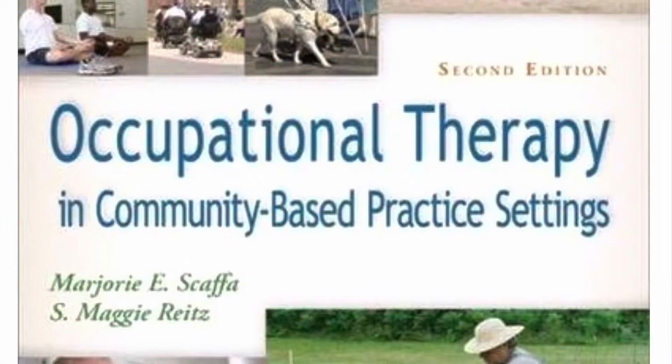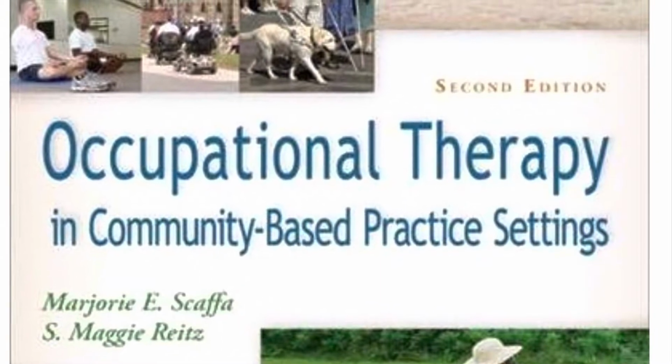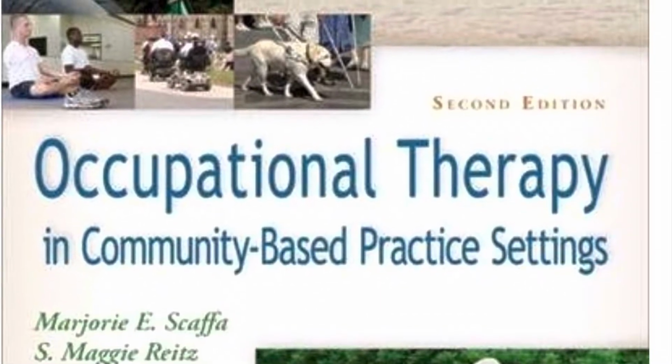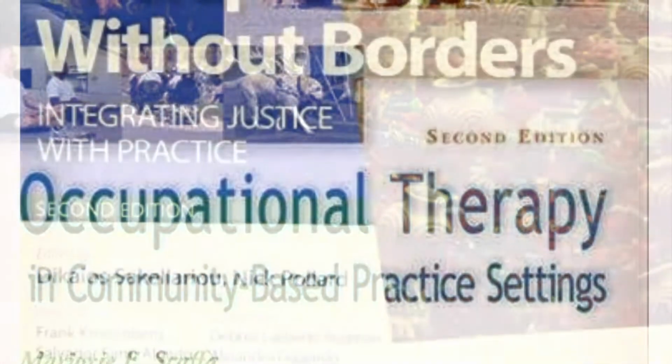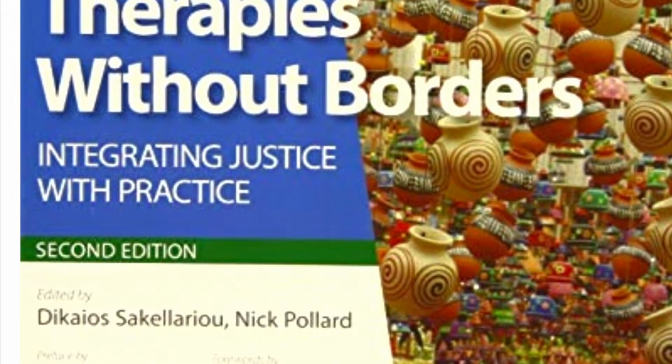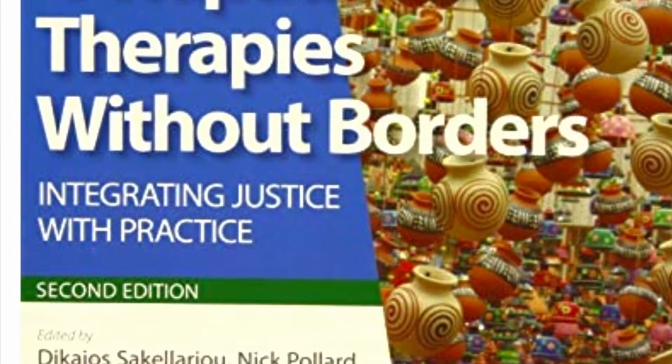A couple of great texts that you can use as references on these topics include Occupational Therapy in Community-Based Practice Settings and Occupational Therapies Without Borders, which is more of an international perspective. Both of these texts are available on Amazon.